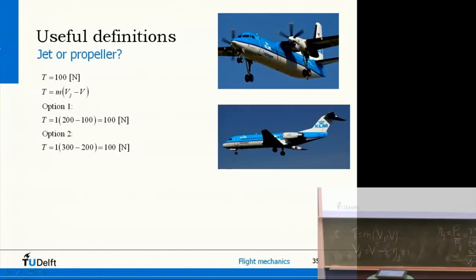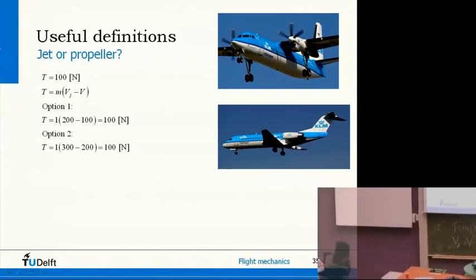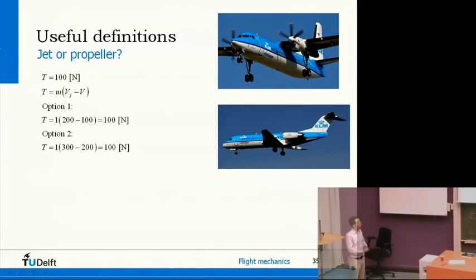In this example, I'm going to create 100 newtons of thrust, but I'm creating it at two different airspeeds. In option 1, I'm flying 200 meters per second, and in option 2, I'm flying 300 meters per second. Let's keep the mass flow the same: 1 kilogram of air per second goes through the engine. I'm giving the air the same acceleration, an increase of 100 meters per second, and in both cases I get 100 newtons of thrust.